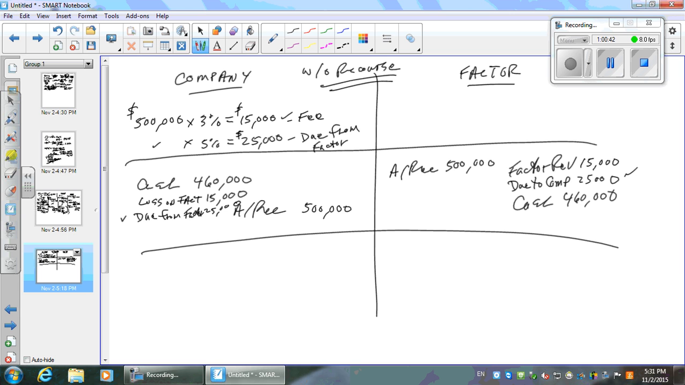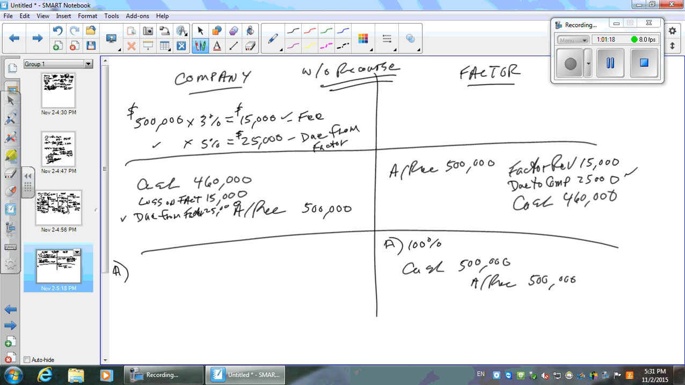Okay, let's say they get the whole amount. So let's say this is scenario A, and we'll do a number of them, okay? In scenario A, the factor gets paid 100%. Let's say they get paid 100% of it. What will the factor do? Debit cash, whole 500,000, and credit what? Accounts receivable, the whole 500,000. Would you guys agree with that?